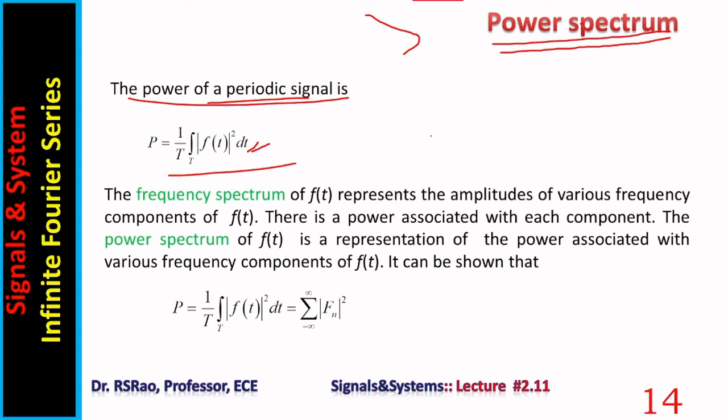Similarly, if you consider current, power in the current waveform becomes I square R. If R is considered as 1, power becomes I square. This V square, I square, these are called normalized powers. Here resistance is assumed to be 1. In this definition, P is a normalized power of a periodic signal.